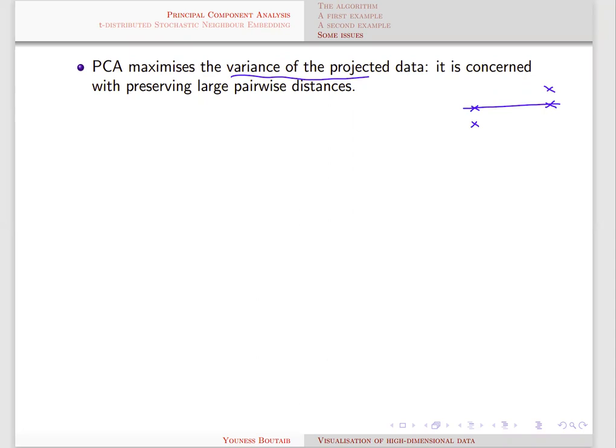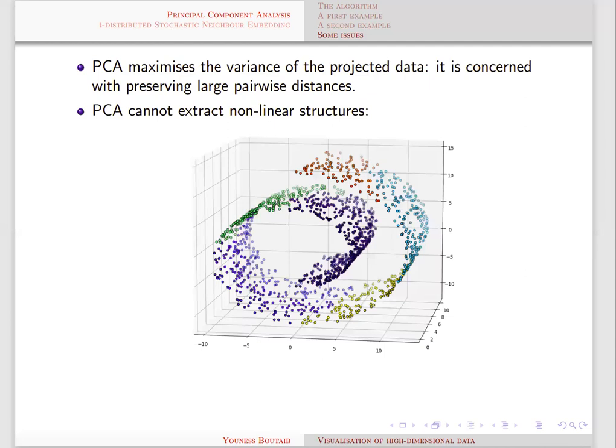This, combined with the fact that PCA is a linear projection technique, implies that it cannot extract non-linear structures, meaning that if your data lives on a low-dimensional, non-flat manifold, which is the case in many applications, it will fail to see this, and it will consider your object as living in a high-dimensional, flat vector space. In this example, the data lies on a two-dimensional manifold called the Swiss roll, which you can imagine as being a sheet of paper rolled in this manner.